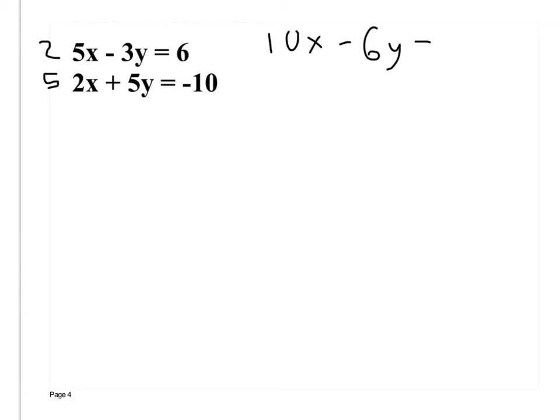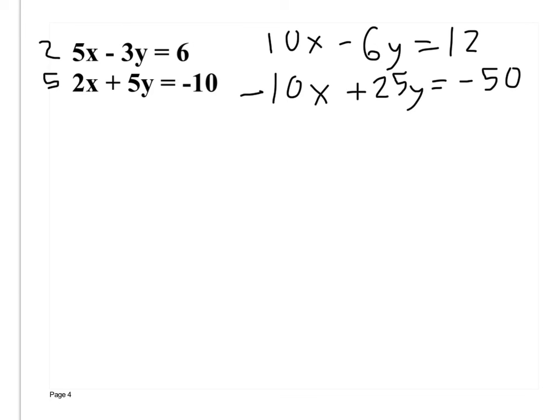That gives me 6y, and that gives me 12. 5 times 2 is 10x. Right? 5 times 5 is 25. And 5 times negative 10 is negative 50. Now, the book will sometimes say to times by negative 5 here. I just say you can subtract, which makes that negative, which makes this negative, which would make 50 positive. All right? So then they're lined up, so now we just add.